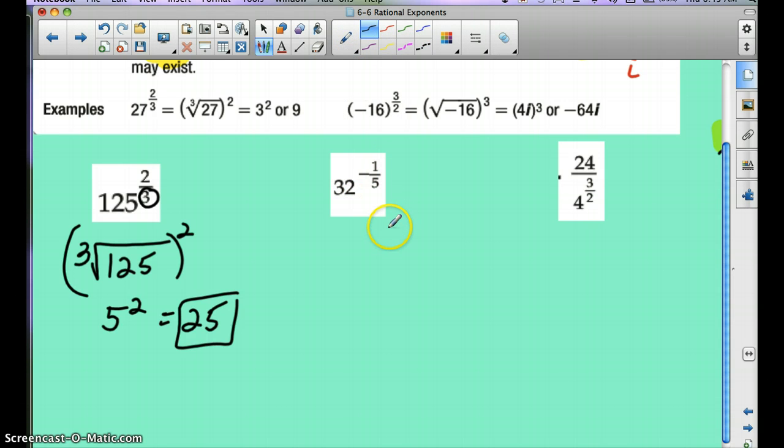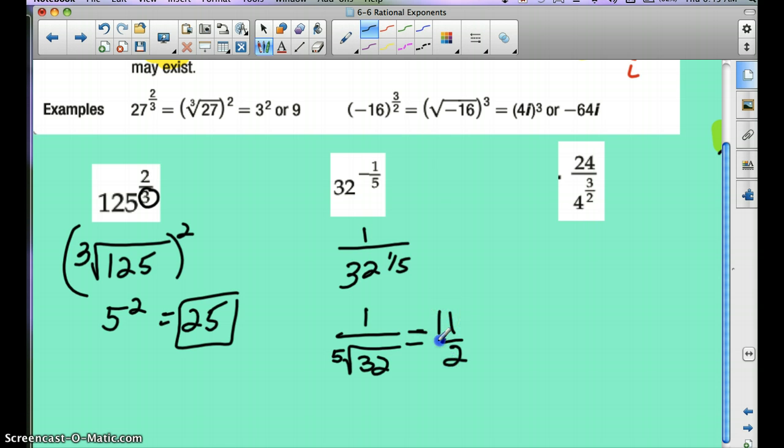Same thing here. With the negative exponent, that means it gets moved to the denominator. So we're going to rewrite this as 1 over 32 to the 1/5. So it's going to be 1 over. The denominator comes to the outside. I kind of like to think of it as bottom out, BO, bottom out. So 32, what's the 5th root of 32? It is 2. So we have 1/2.